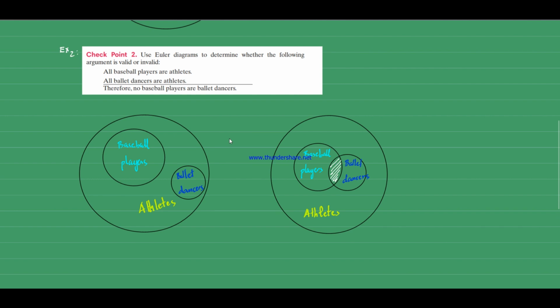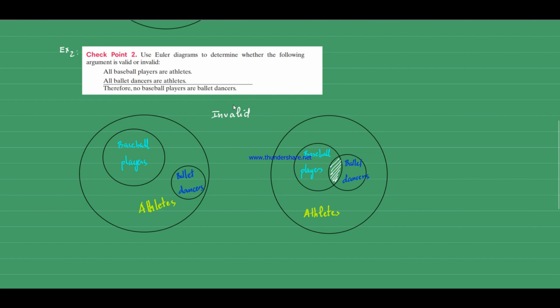So it means that I told you the whole argument will be invalid if we can draw another diagram that satisfies the two premises but contradicts the conclusion. So this over here will be invalid. You know what I mean, guys. Let me repeat it.